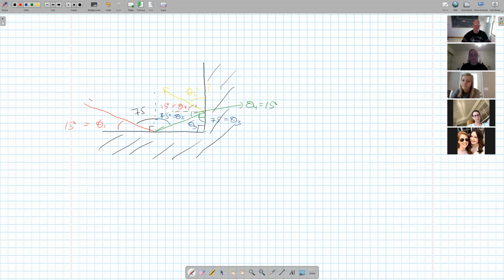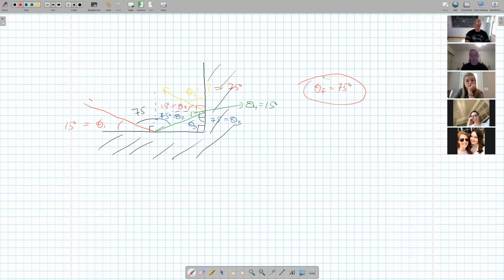And then finally, since this all has to be equal to 90 degrees, that means our final angle then must be equal to 75 degrees. So theta final then must be equal to 75 degrees. Okay. So not too bad. All based off of the law of reflections.